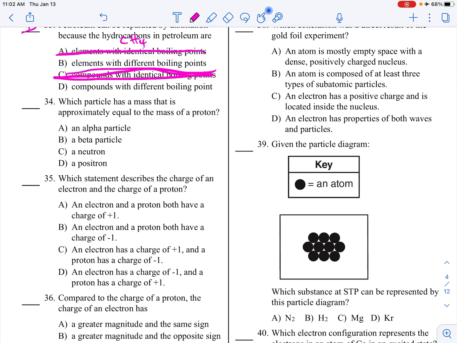Which particle has a mass that is approximately equal to the mass of a proton? So this is on reference table O. It tells us the masses of the subatomics. The mass of a proton is 1 AMU.